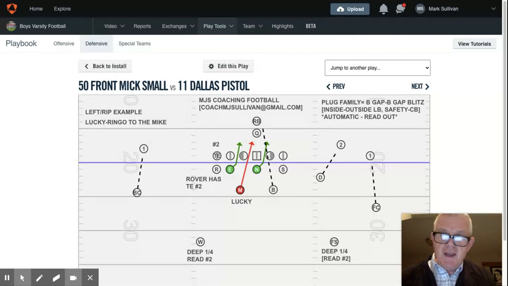Now the Mick, M is the Mike, MI, Mike inside A gap. The end knows, in this case it's a lucky call, he's always left, so he's in it. Mick, MI, knows that he's got to go away from the call into the A gap. Then again, same readout, same deal. If he hears pull, everything stays the same. So when we do our install, we install Bill and Mick the same day.